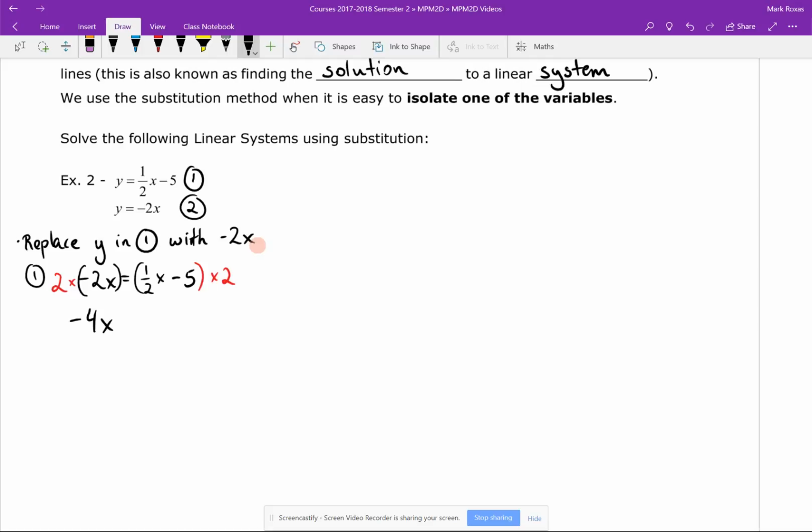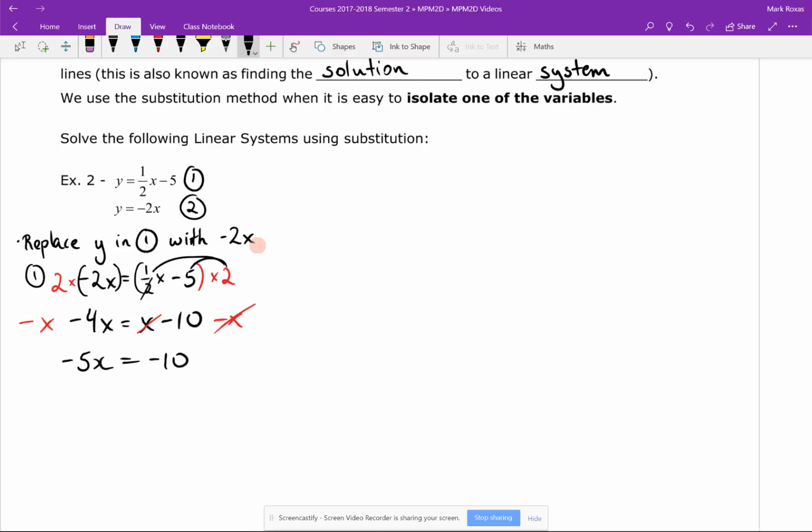What happens on the right side? Well, 2 times 1/2 just cancels out the 2's, so I just have an x. And don't forget distributing with the 5 as well. So 2 times 5 is minus 10. So x minus 10. Now, if I want to bring the x's over to one side, I'm going to subtract x from both sides of the equation. So this cancels. And on the left side, I have minus 1x minus 4x, which makes minus 5x. And on the right side, I have my negative 10.